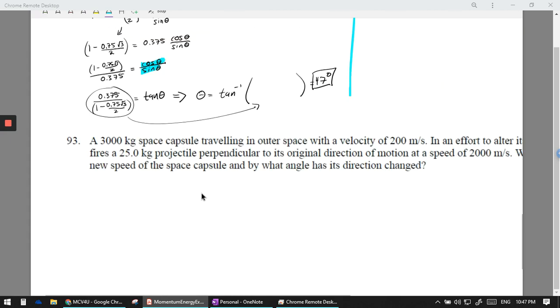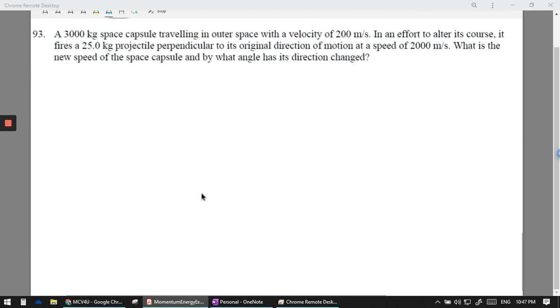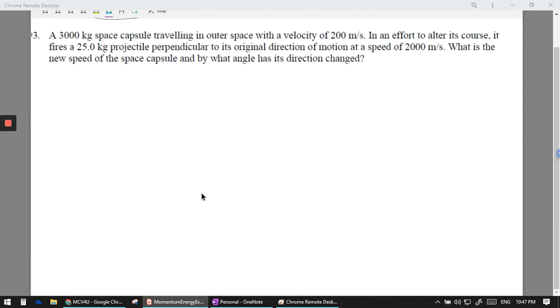Let's check it out. A 300 kilogram space capsule is traveling in outer space with a velocity of 200 meters per second. In an effort to alter its course, it fires a 25 kilogram projectile perpendicular to its original direction of motion at a speed of 2,000 meters per second. Wow, that's fast. What is the new speed of the space capsule, and by what angle has its direction changed? This is a pretty cool question. As it turns out, we've got almost like an explosion question here. So let's draw this out.